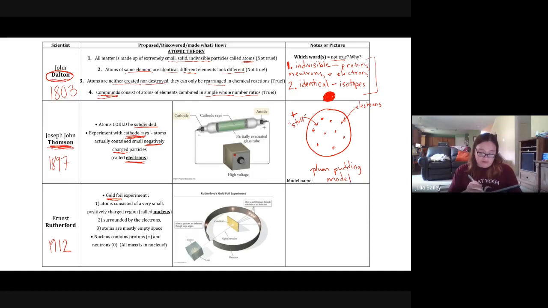And so he had, I guess he was a baller, he had gold foil. And what he was doing was he took a little radiation source, because this was early enough on that we didn't realize radiation gives you cancer yet. So he took a radiation source and he was just shooting radiation at that gold foil.